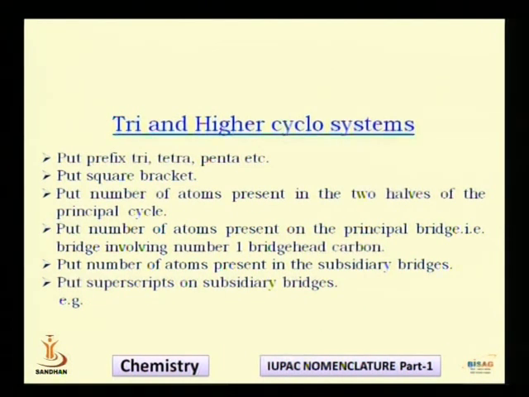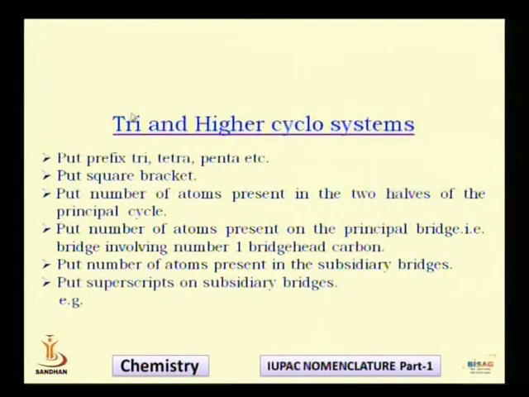So now we will be learning the nomenclature for higher systems. Higher systems means tri, tetra, penta, etc. As I told you, the system is more than bicyclic. That means the prefix will be tri for 3 cycles. For 4 cycles the prefix will be tetra. For 5 cycles the prefix will be penta, like that.